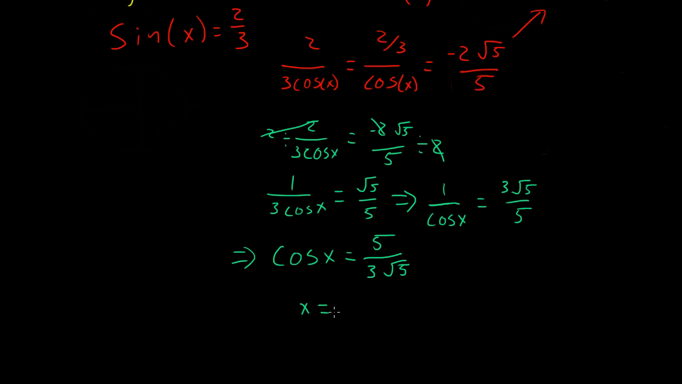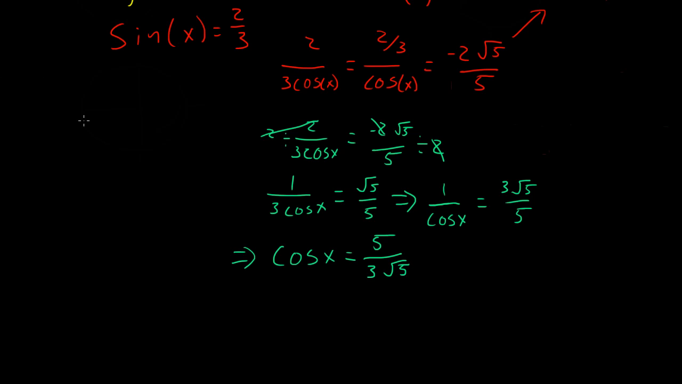You have x is equal to the inverse cosine. Actually, that's not what they're asking for. They're asking for the 3 trigonometric functions. So we're not necessarily solving for x, but now we have cosine. So we have cosine of x is equal to 5 over 3 root 5. And the other trigonometric functions, we can do that work over here.